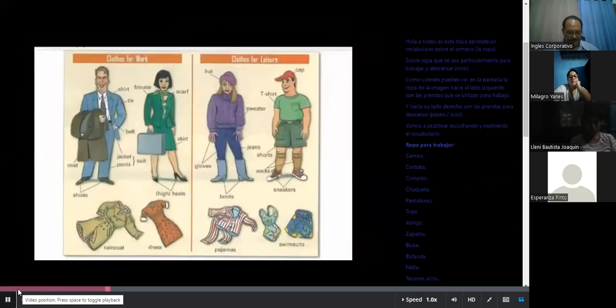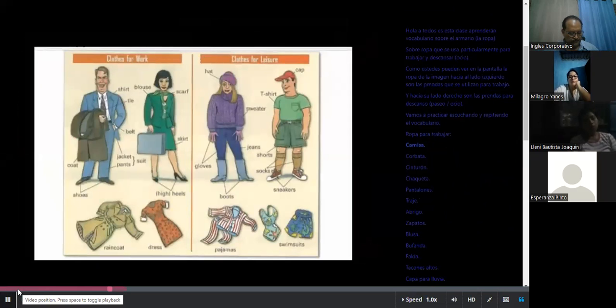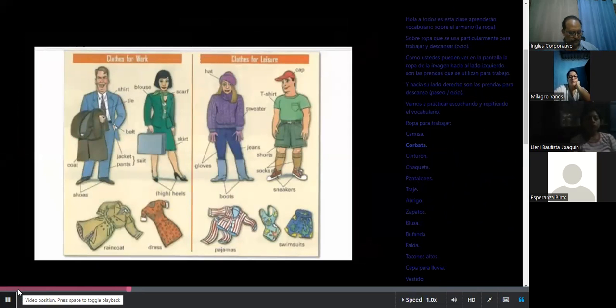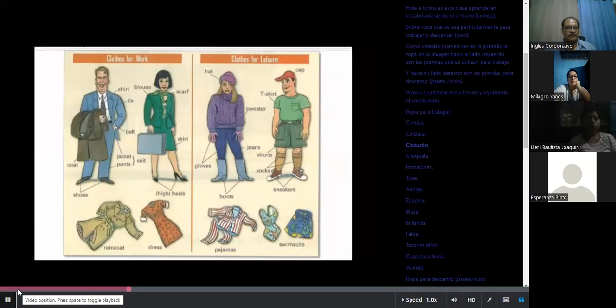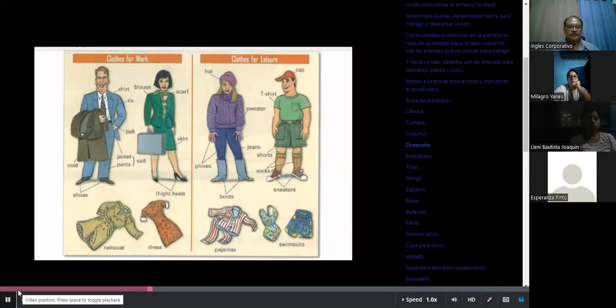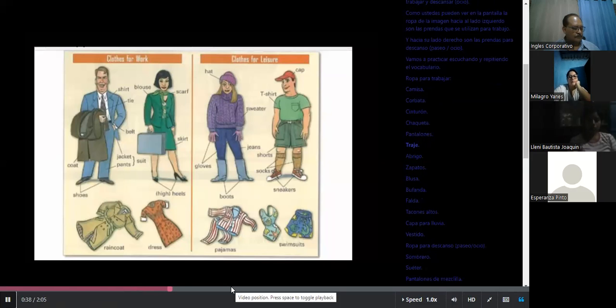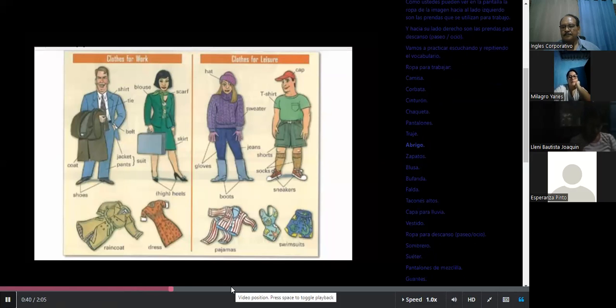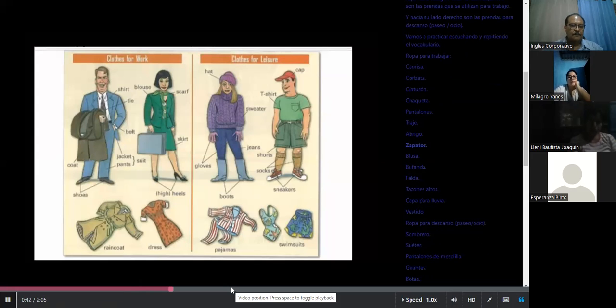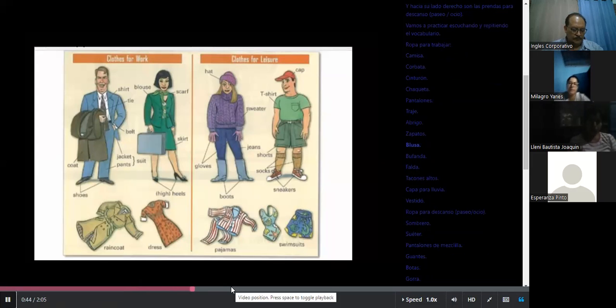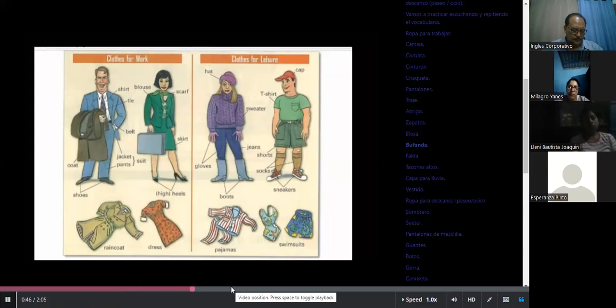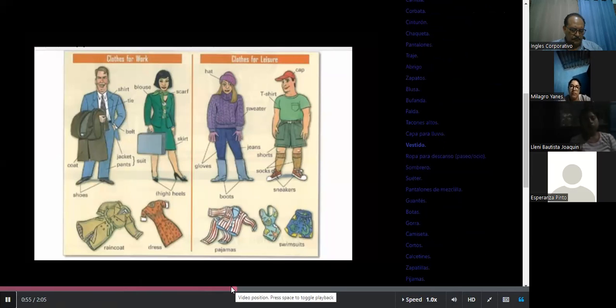Clothes for work. Shirt. Tie. Belt. Jacket. Pants. Suit. Coat. Shoes. Blouse. Scarf. Skirt. High heels. Raincoat. Dress.